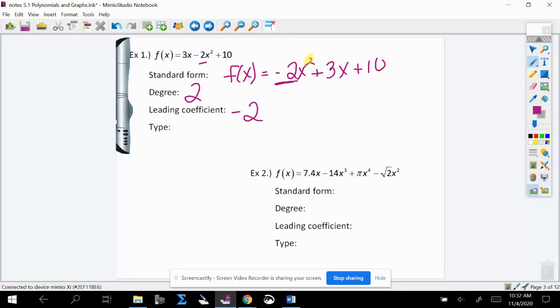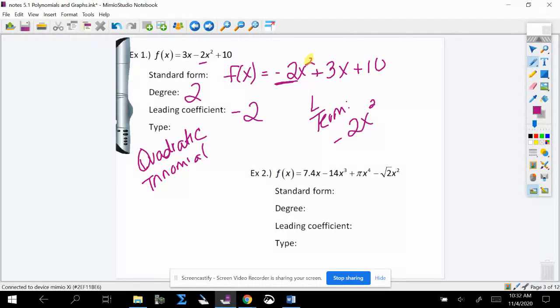I do want to mention on Delta Math, it asks about the leading term. If it asks for the leading term, it's the entire thing, the negative 2x squared. If they only want the leading coefficient, they only ask for the very first number. And then the type, so this is degree 2, so we would call it a quadratic. It's going to look like a parabola. And it has 3 terms, so we're going to call it a trinomial.